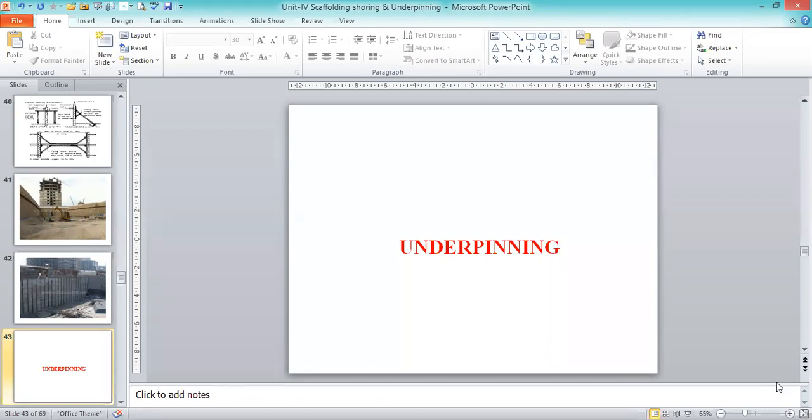In simple definition, underpinning is the strengthening of the foundations for the existing structure. The first simple definition is strengthening of the foundations for an existing structure, which is known as the underpinning. So when will this strengthening of the foundation be required? There are several cases in that.